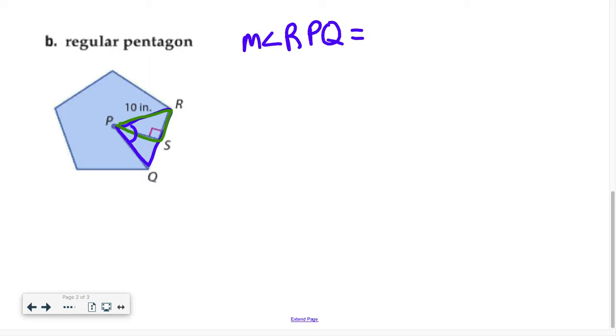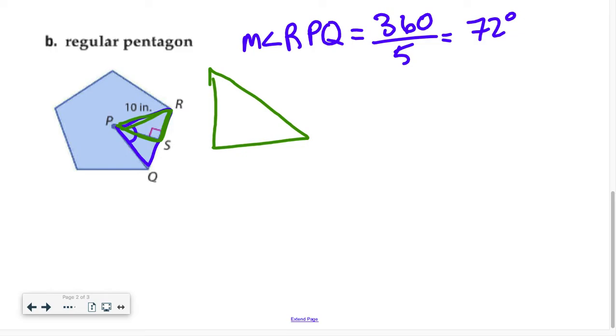The measure of the central angle, again, is 360 divided by the number of sides. This is a pentagon, so 5 sides. So that would be 72 degrees. All right, now when we specifically focus in on my green triangle, we have half of the central angle. So half of 72 would give us a 36-degree angle. Okay, and we've got the radius is 10 inches, which ends up being the hypotenuse of this right triangle.